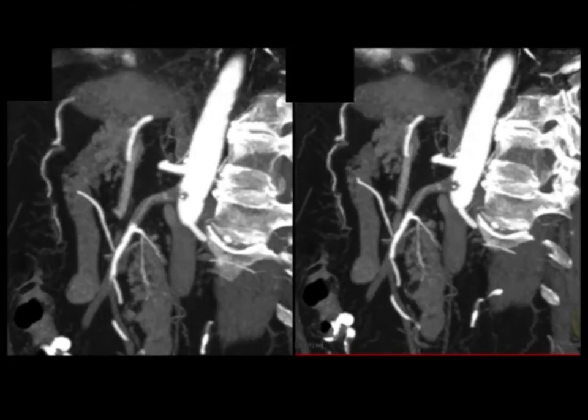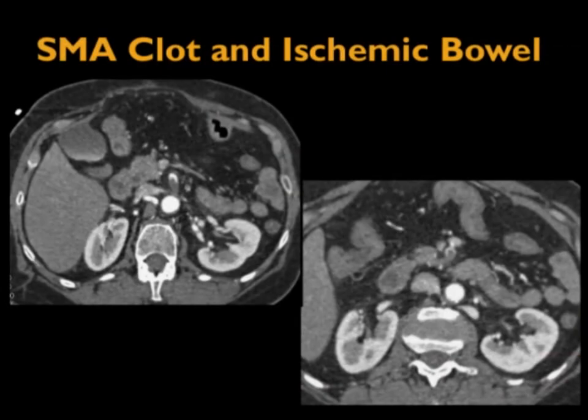And I showed this case to make the point that you really need to look at the sagittals and the 3Ds. If you don't look at the sagittals, you will miss many cases of SMA thrombosis, particularly when it's not occlusive.